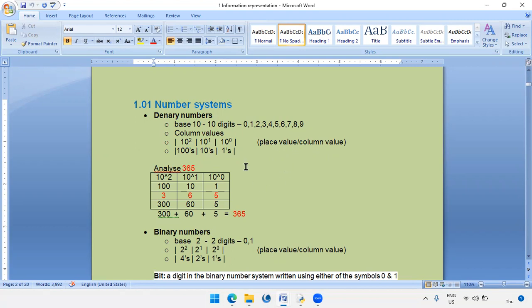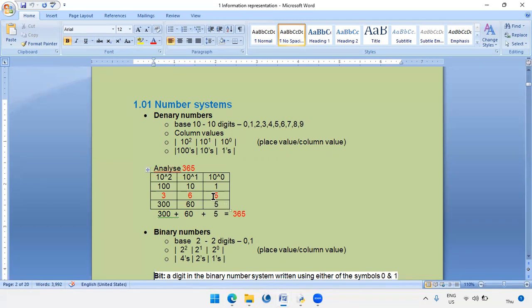Those are the column values or place value. Now see the place value. Let's see how it happens. If we analyze the number 365, how do we get the values? This is 10 to the power 0, 10 to the power 1, 10 to the power 2, and the values are 100, 10, and 1 here. And you write the number 365. 3 here, 6 there, and 5. You multiply 100 times 3, 300. 6 into 10 is 60. 5 into 1 is 5. And when you add up, you get 365.